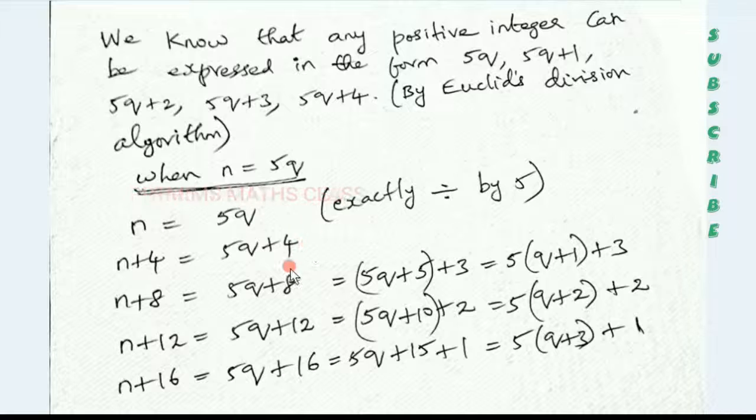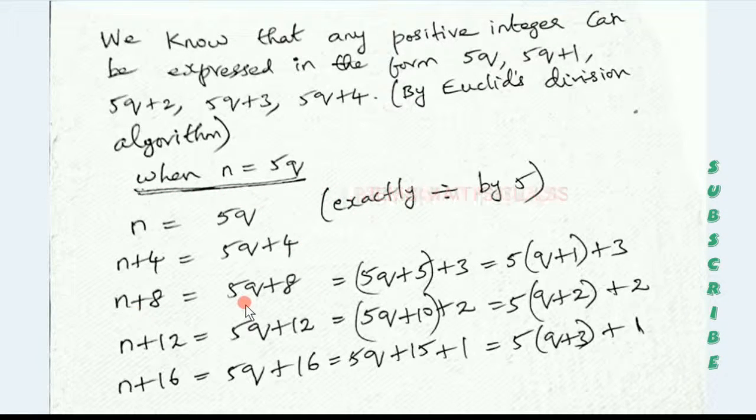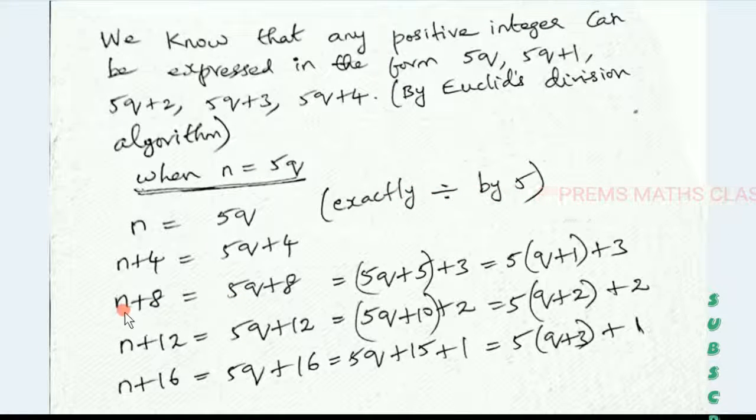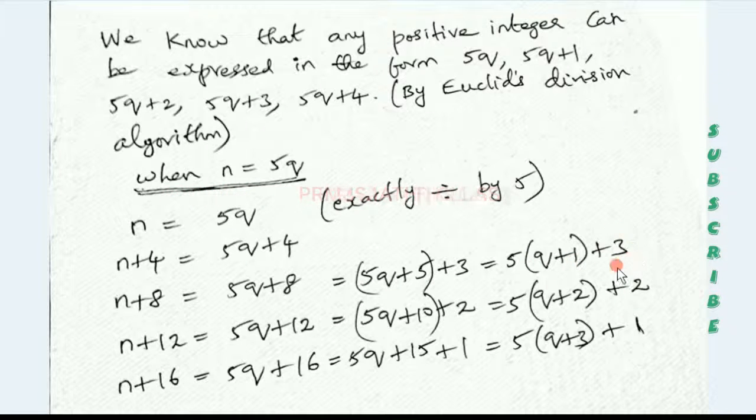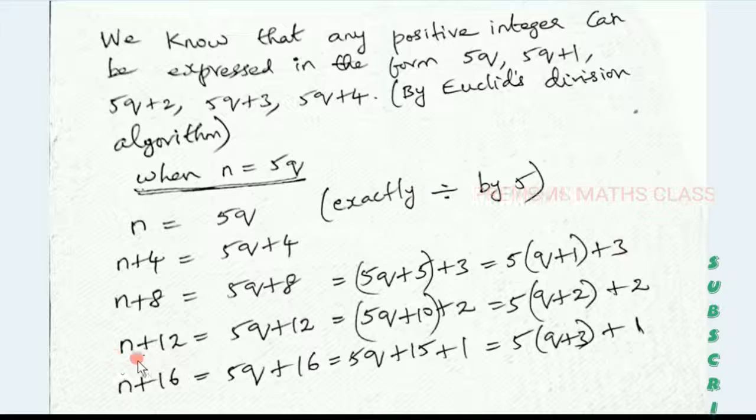Next, n+4. Substituting n equal to 5q, we get 5q plus 4. The remainder is 4, so not divisible by 5. Next, n+8. n is 5q, so 5q plus 8. This 8 can be written as 5 plus 3, so 5q plus 5 plus 3. Now taking 5 common from these two, we get 5 into q plus 1, plus 3. So here the remainder is 3, so not divisible by 5.